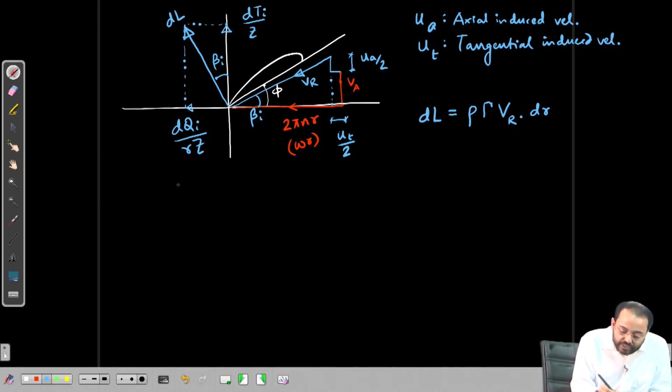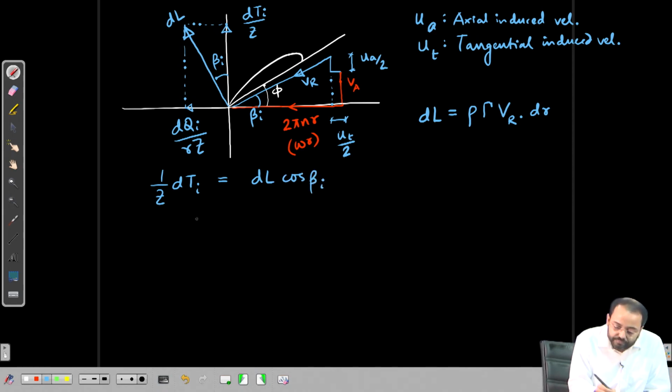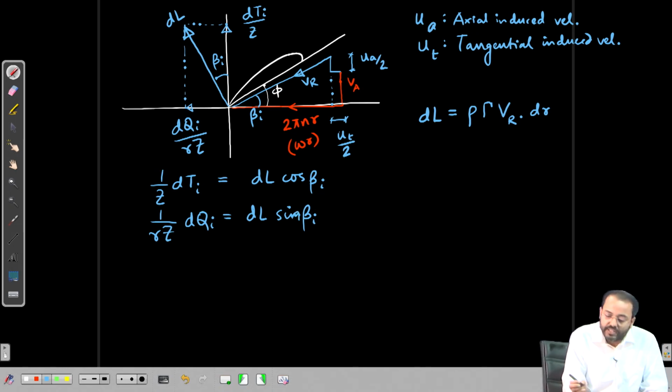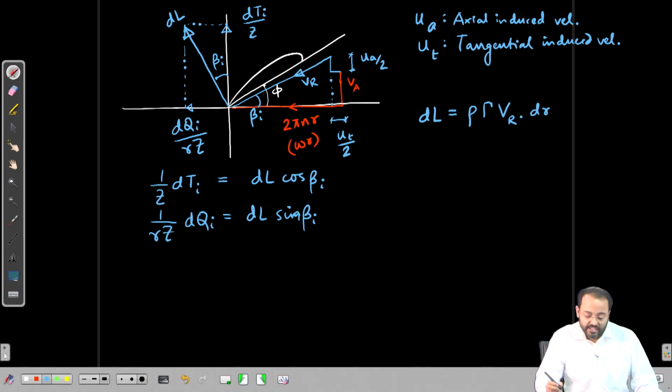Now, dTi is dl cos beta i, and dQi by r is dl sin beta i, because we have neglected the drag. Okay.